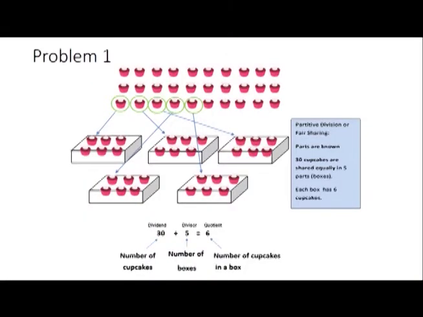Is division linked to any other operation? Maybe it is. We put 6 cupcakes in 5 boxes. If I wanted to get back my original number of cupcakes, I could multiply the 6 by 5. 6 times 5 will give me 30. So there we see that division is linked to multiplication.